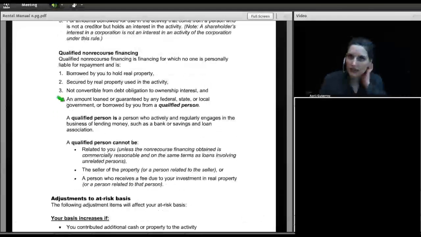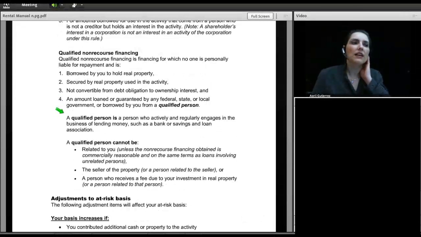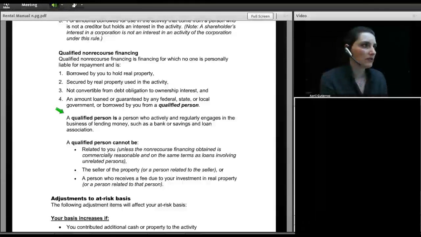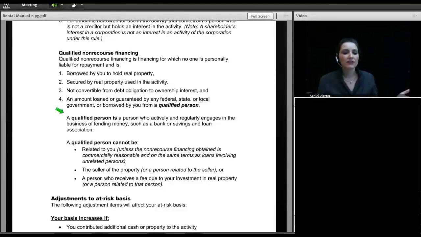So what they're saying here is, if you're not at risk for the money you've borrowed, you're not at risk in the activity for the amount of money you borrowed and put into the activity. What would be a good example? You borrow money to buy a house. The loan is secured by that house, and the only remedy is the house. If you default on the loan, the lender can repossess the house, but they can't come after you personally. That's a non-recourse loan. They have no recourse against you directly, only against the property you hold. They can't go above and beyond the property. And IRS says, in that kind of situation, you're not at risk for it.